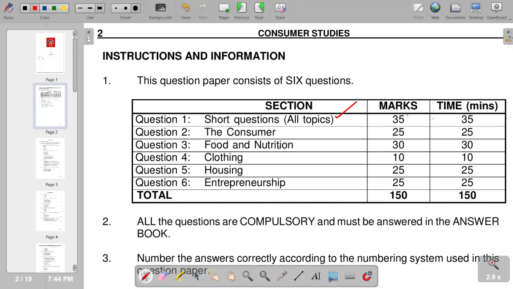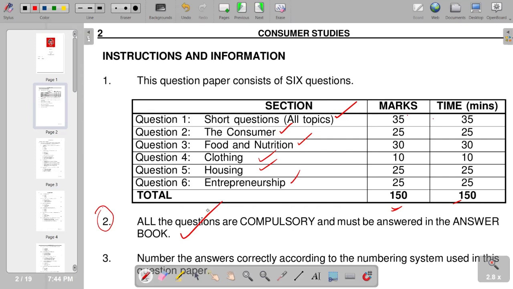We have got other allocations in terms of question 2 on the consumer, question 3 food and nutrition, question 4 clothing, question 5 housing, and then question 6 entrepreneurship. So we have got a total of 150 marks, with a total also of 150 minutes required to be spent on the question paper. So instruction number 2 is also very important. All the questions are compulsory and must be answered in the answer book. So it's very important to know about this instruction.